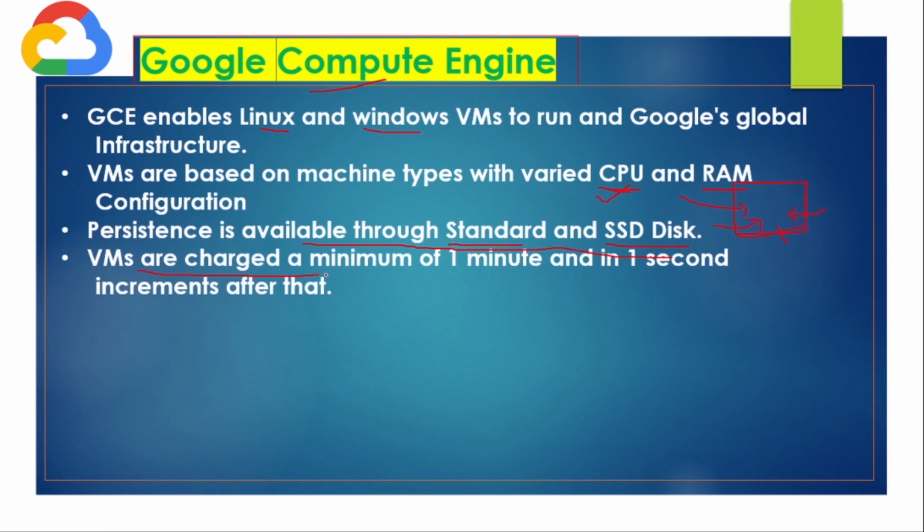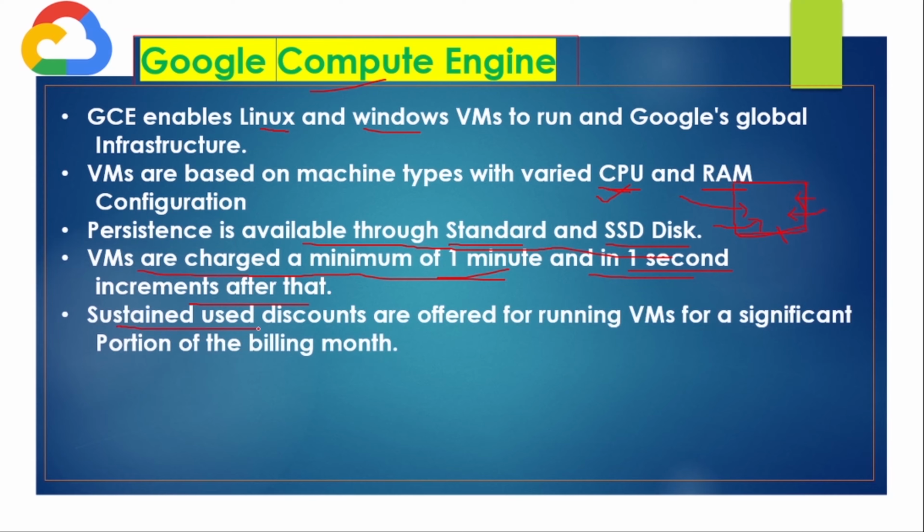Now the VMs are charged a minimum of 1 minute and in 1 second increments after that. That means when you start up a VM, you will be charged for at least 1 minute, and even after 1 minute, it will be charged on a 1 second increment basis, right? There is something called sustained use discount. That means when you are running a VM for a significant portion of the billing month, if you are running your VM for a month, you will be eligible for sustained use discount. It means that you have to pay less for using it for 1 month.